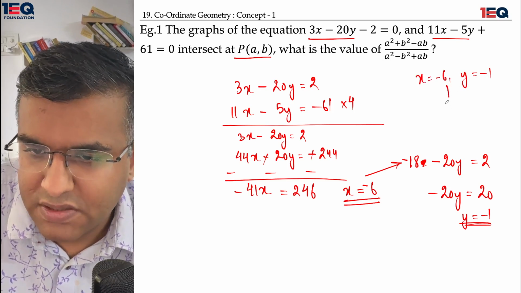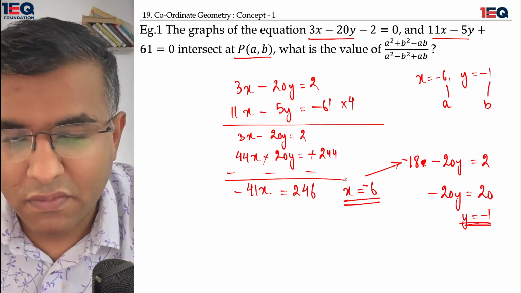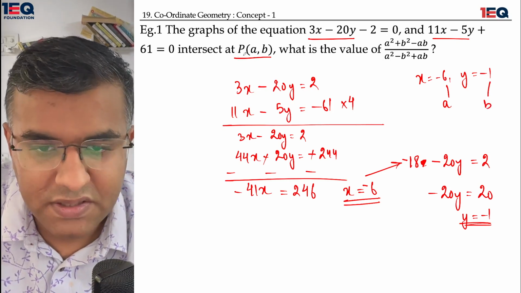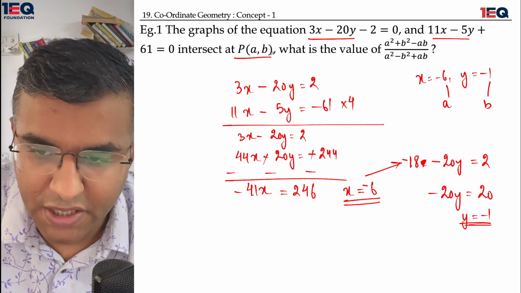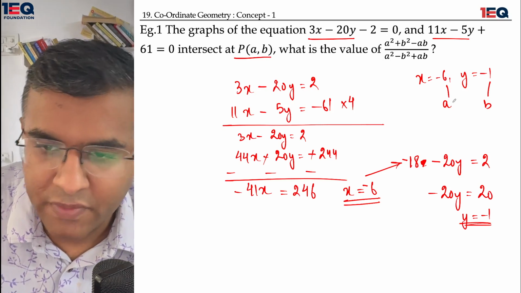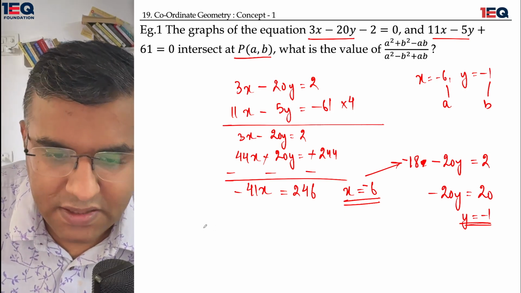What happens here is this is the value of a and this is the value of b, because I have solved the two equations and found out the common point. It is saying that the common point is P, the point (a, b). So this is a comma b. Now I will put these values in the equation and try to figure out my solution.